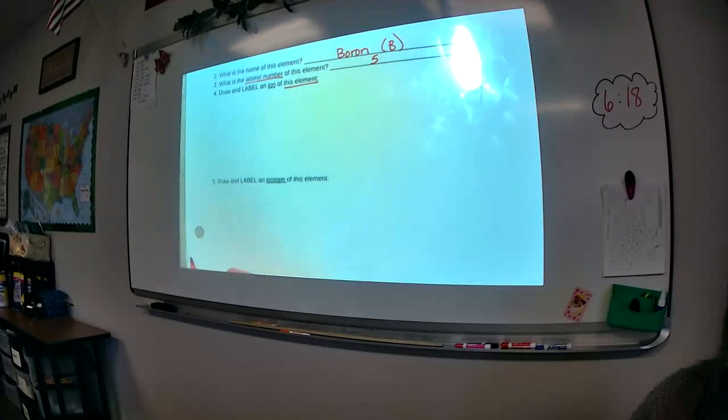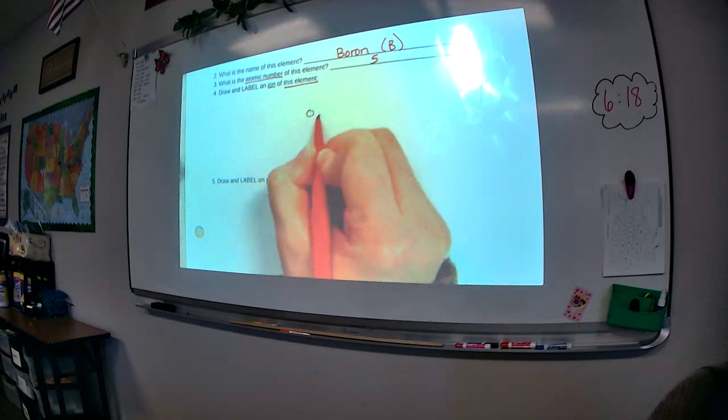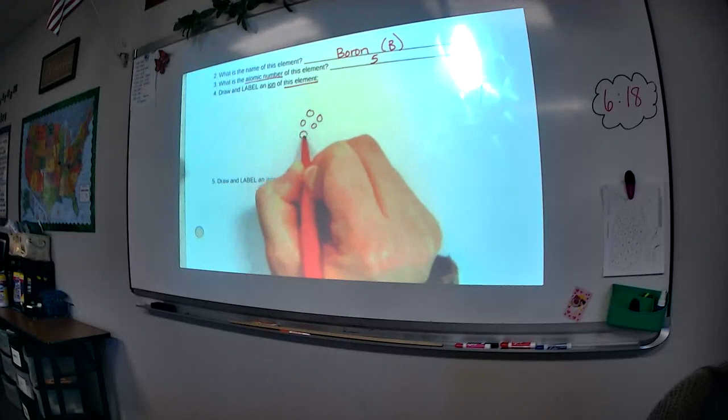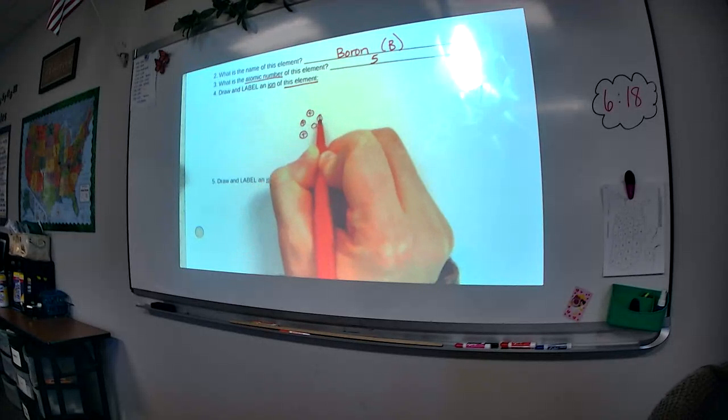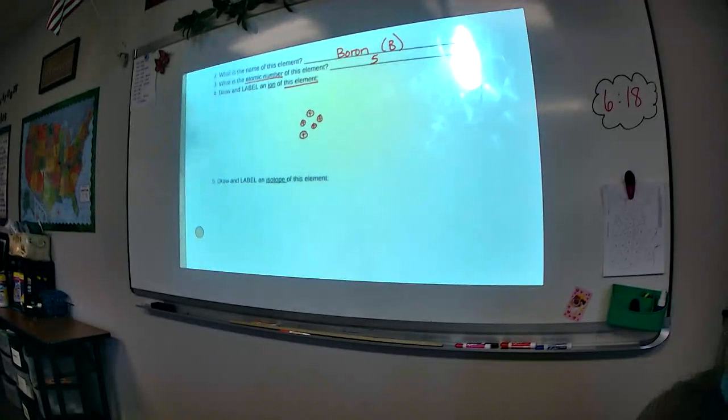Whenever I'm drawing an atom, I always want to start with the protons. How many protons are in boron, class? 5. So I'm starting with 5 protons. 1, 2, 3, 4, 5. And I need to make sure there's a plus sign on every one to show that it's a proton.